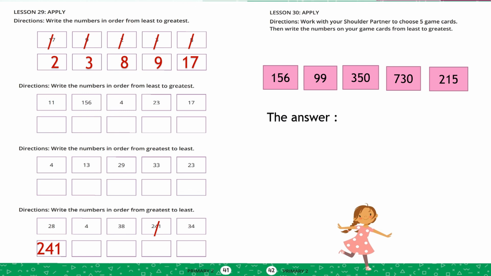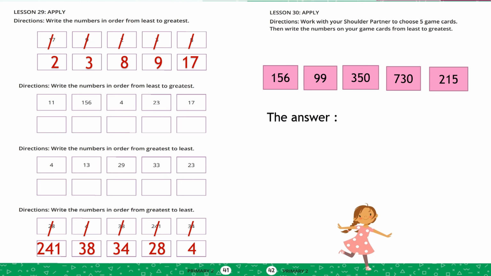28, 4, 38, 34. The greatest, 38. Write 38 and cancel it. And write 34 and cancel it. 28 and 4. The greatest is 28. Then write 28 and cancel it. And the last number 4. Write 4 and cancel it.